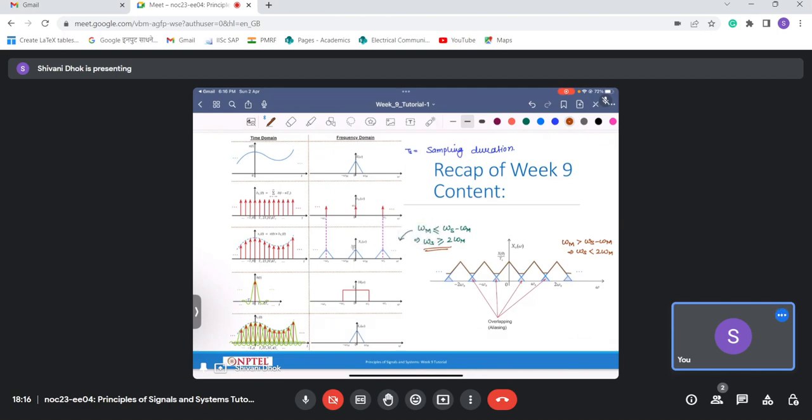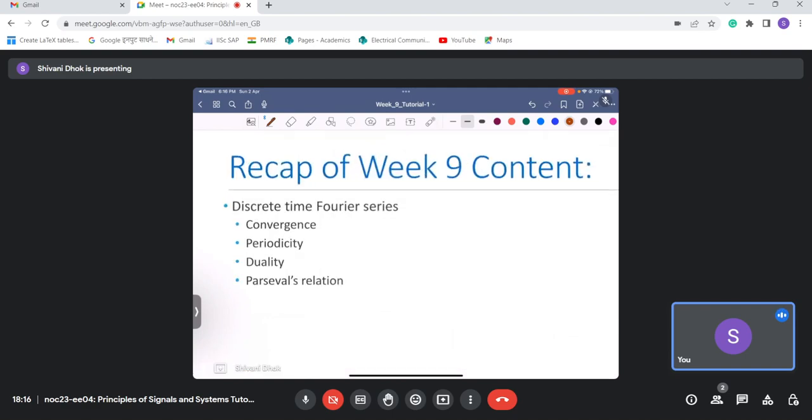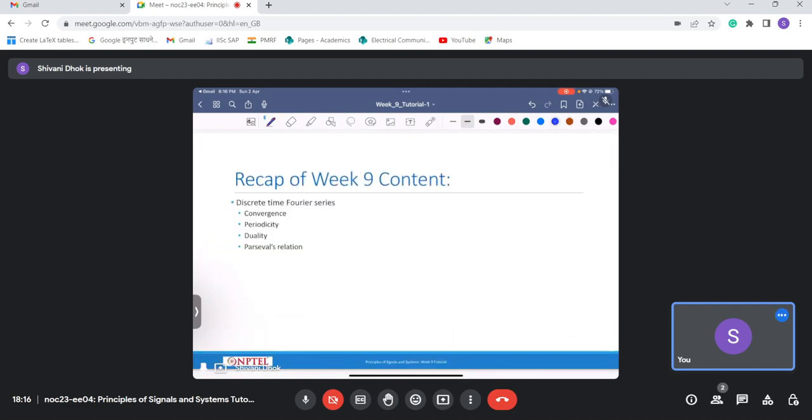After discussing sampling, the next part that was covered was discrete time Fourier series. So basically what it says is, suppose I have a discrete time signal x of n, and let's say this x of n is periodic with period n naught, which means that its fundamental angular frequency is equal to 2 pi by n naught, which is equal to omega naught.